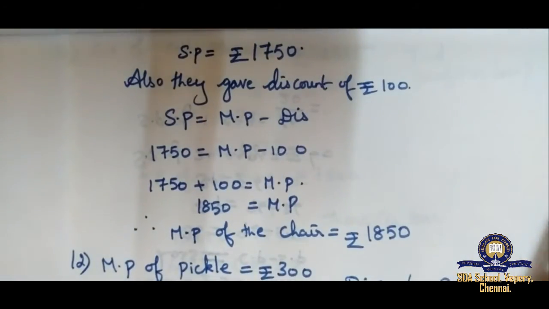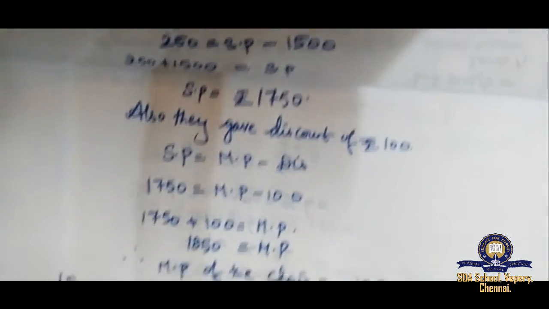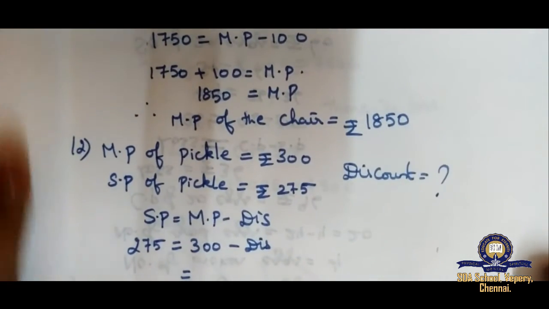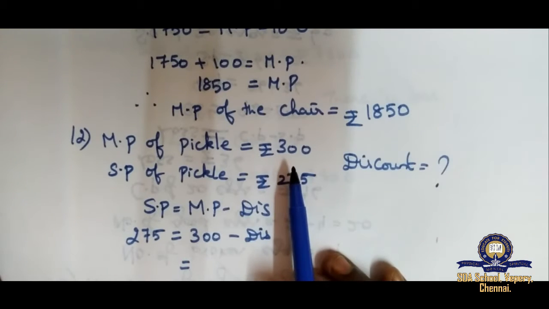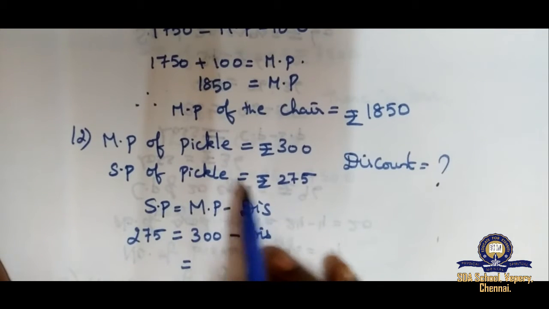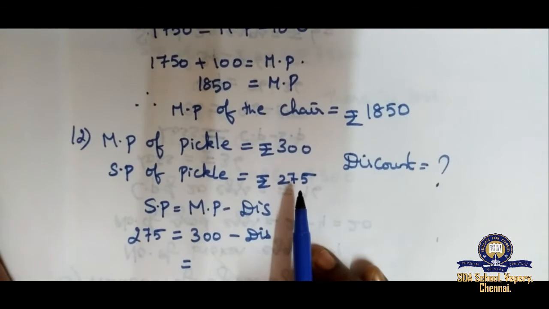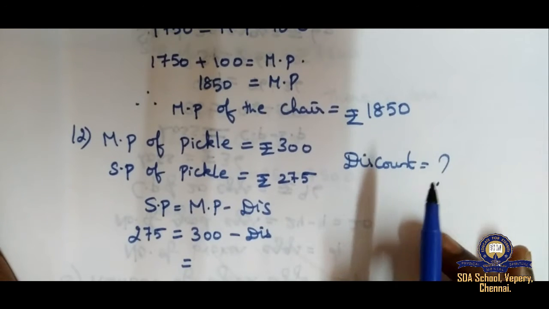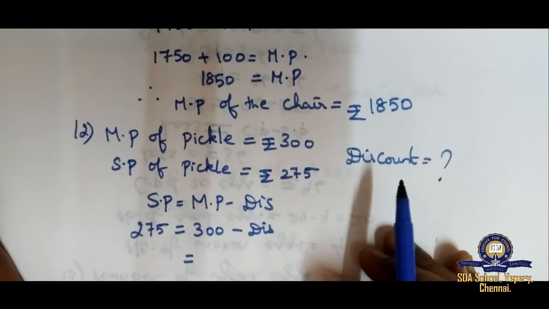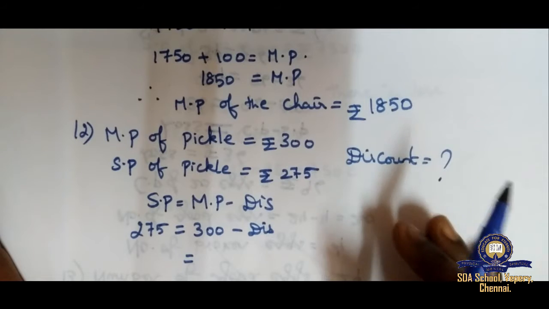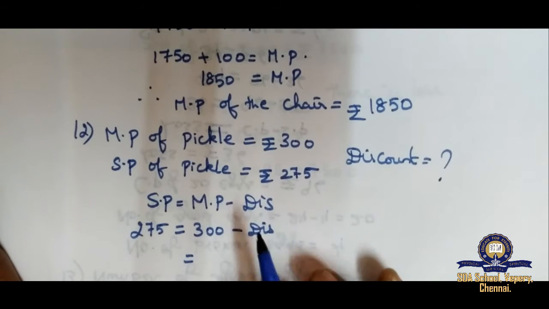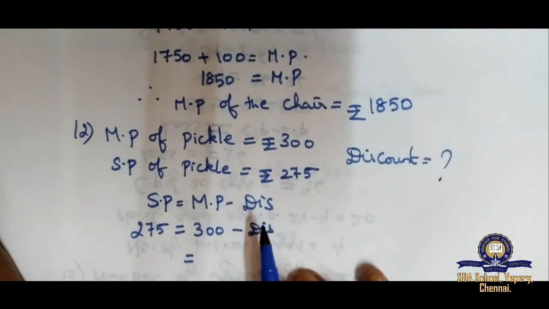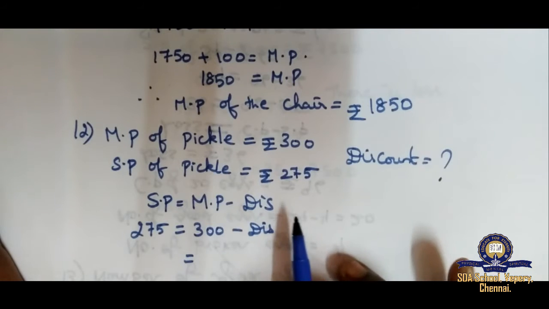So see, we have to write it like a statement. Marked price of the pickle is equal to rupees 300. Selling price of the pickle is 275, she is selling. If they are asking us to find out the discount value, by seeing it we can give the answer, but we have to follow some rules for the steps to be followed for the solution.